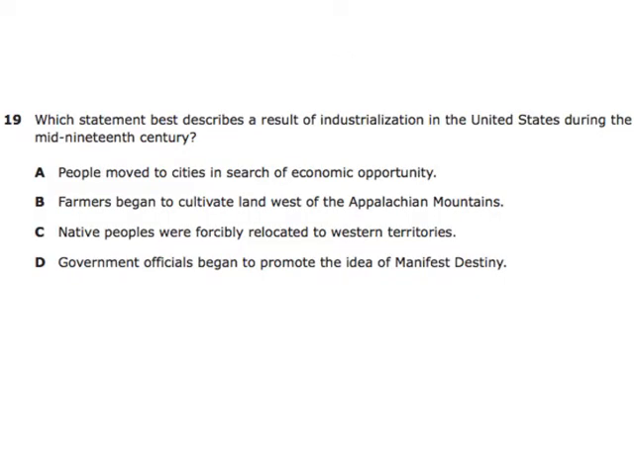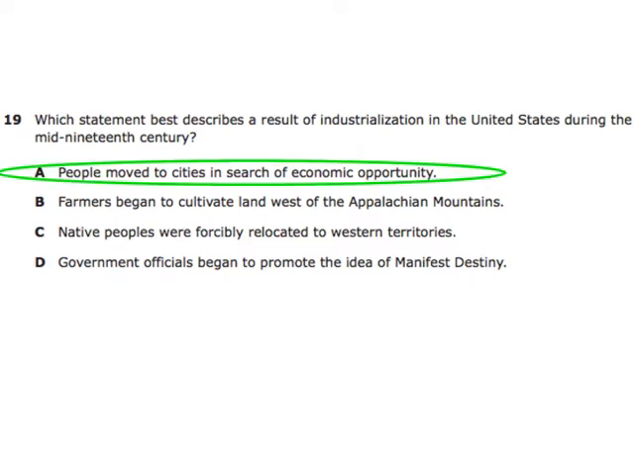Which statement best describes a result of industrialization in the United States during the mid-19th century? Yeah, industrialization caused people to move to cities in search of economic opportunity, aka jobs.